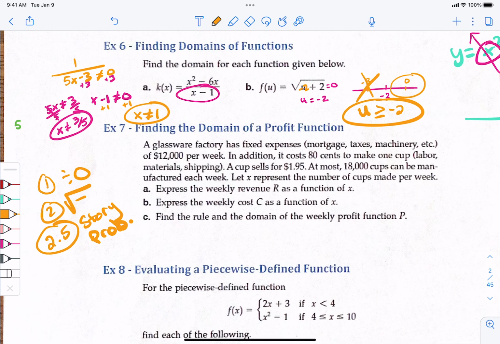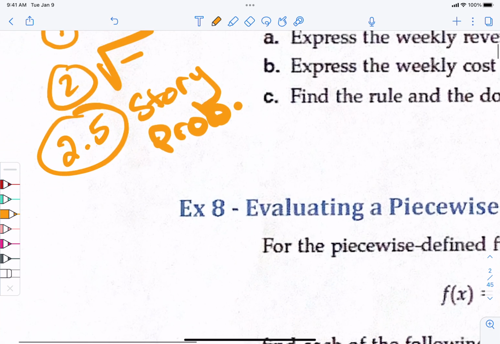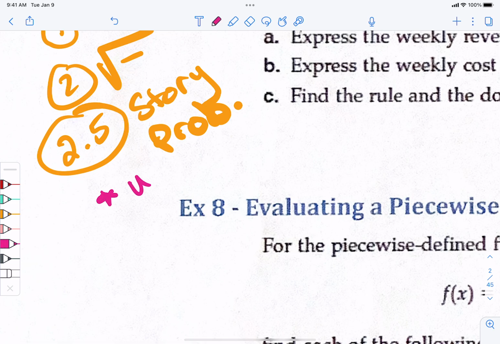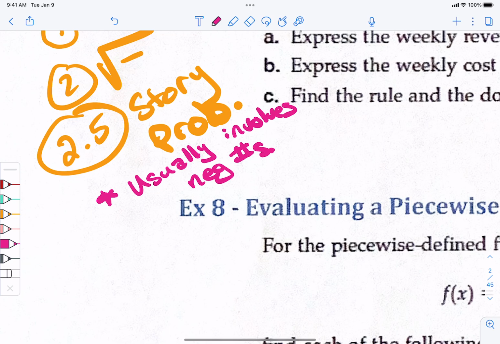For example, like if we're talking about how many miles does it, whatever, right? How many miles? Well, you cannot have a negative number of miles, not even if you're traveling backwards in a car, like that's not a thing, right? You cannot have negative time. So sometimes that will restrict your domain as well in a story problem, okay? And I'm going to say usually involves negative numbers. Like we cannot have negative values, okay?